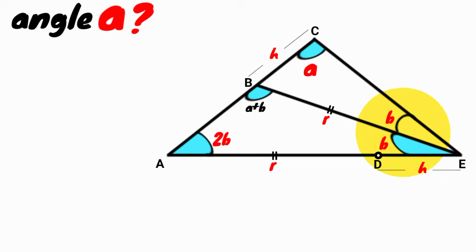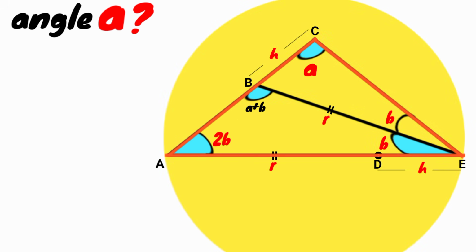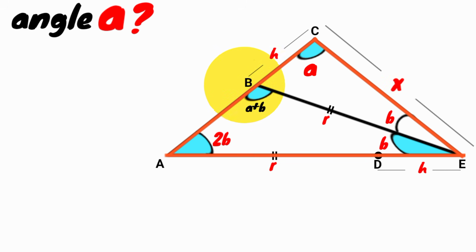We observe that angle AEC, its size is B plus B, which is 2B. That is, it is identical with this angle CAE. From this, we can say triangle ACE is an isosceles triangle. In an isosceles triangle, the sides facing the congruent angles are equal. That is, this and this. So if you assume the length of this side to be x, this must also be x in length.